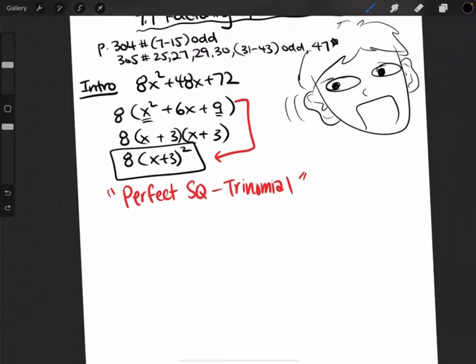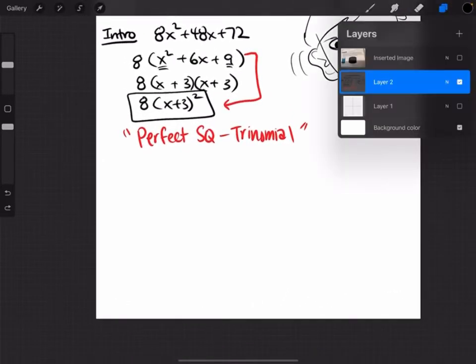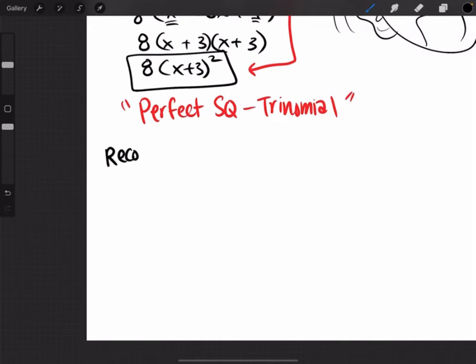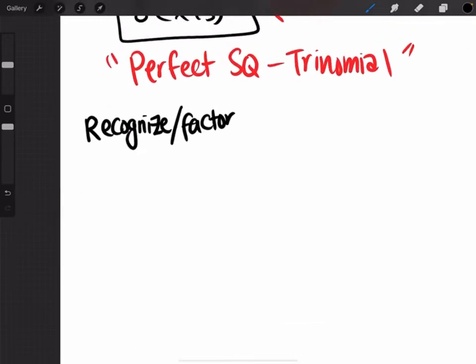Okay, let's write this down. Recognize slash factor, because after we recognize that it is a perfect square trinomial, then we need to factor it.